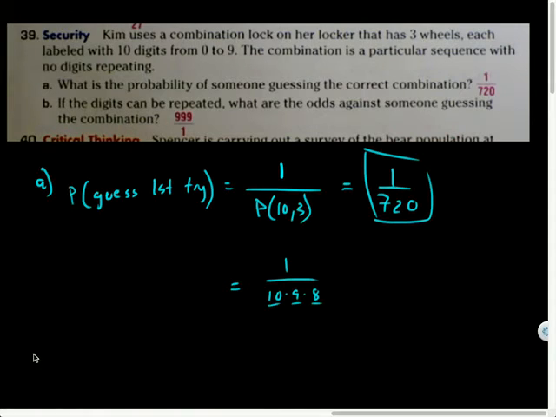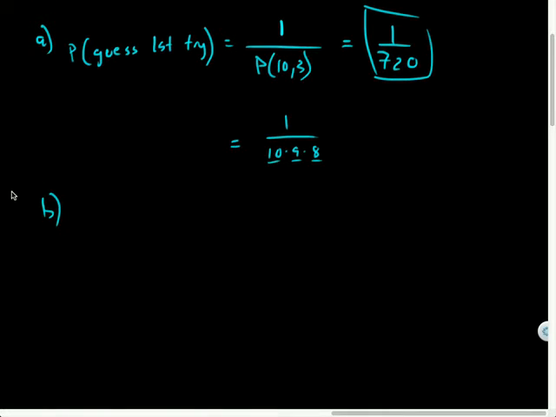All right. Let's see, B. If the digits can be repeated, what are the odds against someone guessing the combination? So we'll say probability, no guess. Right? So it's still, well, let's figure that out in a second. If the digits can be repeated, then 10, 9, 8 would not be that. It would be 10 times 10 times 10, right? Or just 10 cubed is the number of ways that could happen, which is going to be 1,000.